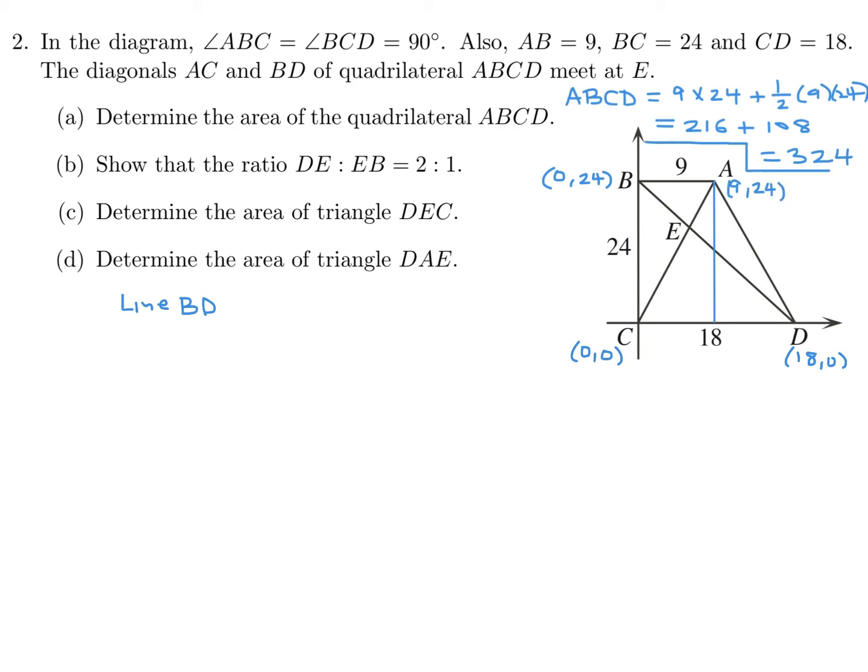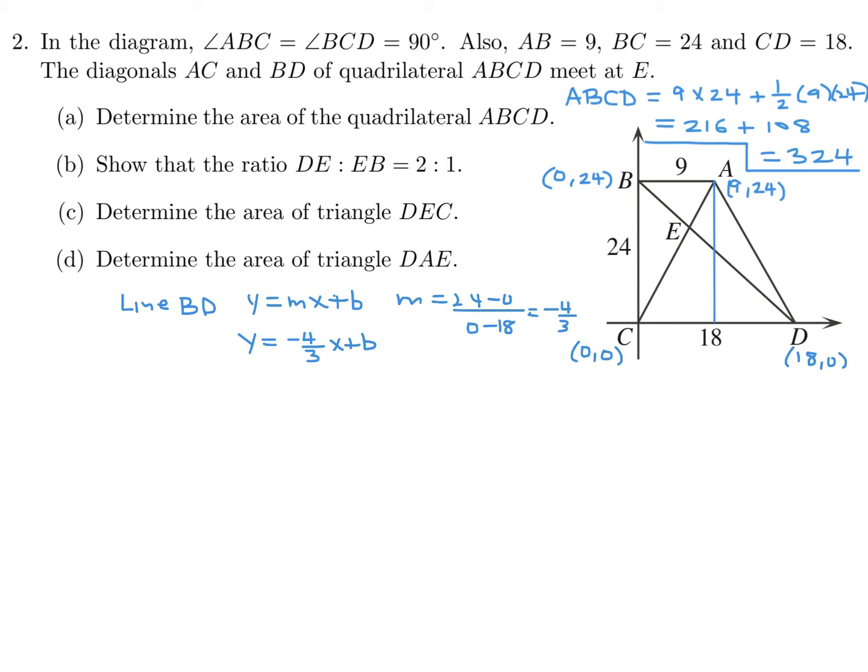Okay. So I think I can get the equation pretty quickly. So BD, as always, we have to get y is equal to mx plus b. M is the rise over the run. So that's going to be 24 minus 0 over 0 minus 18. And that is equal to minus 4 over 3. So then we have y is equal to minus 4 over 3 x plus b. To get b, sub in any of the coordinates, I'll just put in this guy.